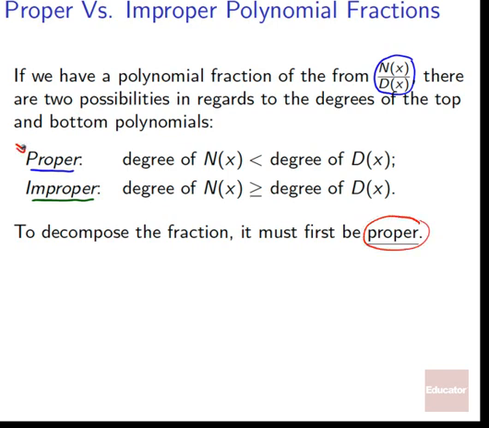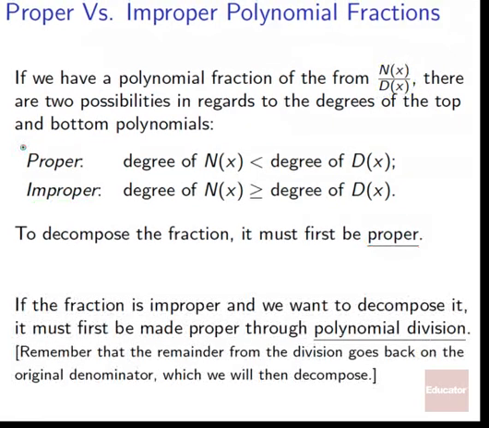So we have to make sure that the degree of our numerator is less than the degree of our denominator if we want to do partial fraction decomposition. So what do we do if the fraction is improper? We've got to turn it into a proper one. If the fraction is improper and we want to decompose it, we have to make it proper through polynomial division. We can make that numerator smaller by breaking it off and dividing out the part that isn't smaller and the part that is smaller.